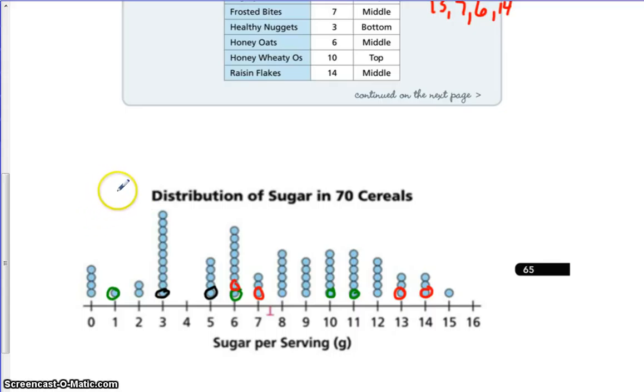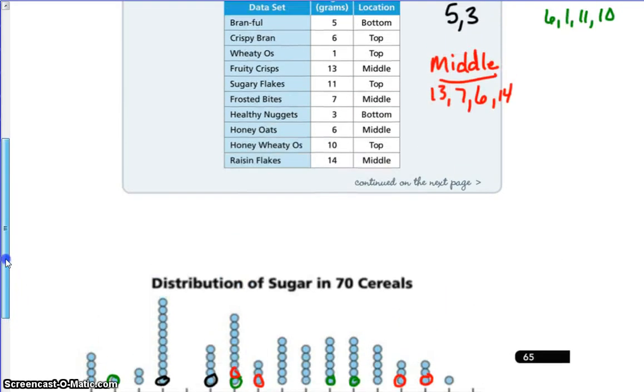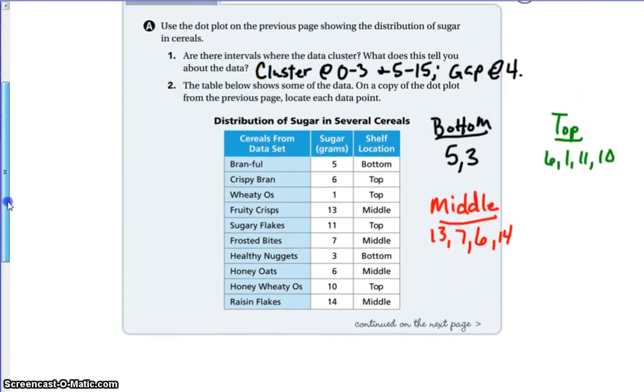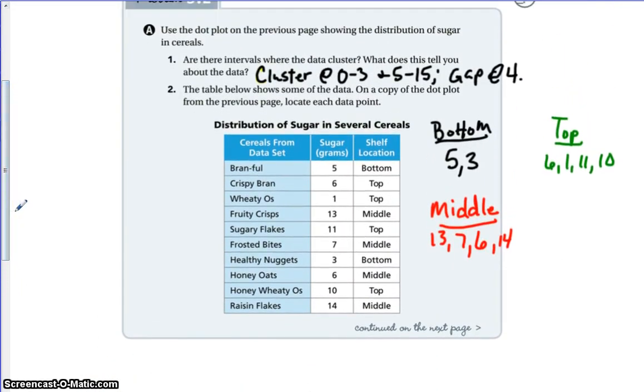What this tells me is that our information is probably going to be pretty spread out as far as the information per shelf. However, we could make some assumptions based on what we're seeing here. We can say that the bottom shelf cereals are typically not very sugary. We could probably say that the top shelf are slightly more sugary than the middle, but the middle shelf would probably contain the most sugary cereals.